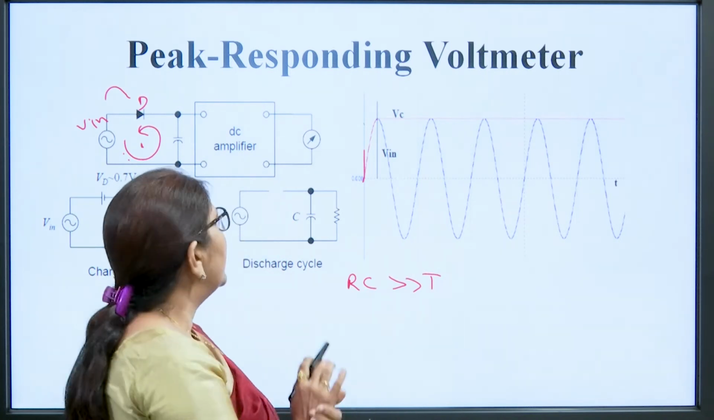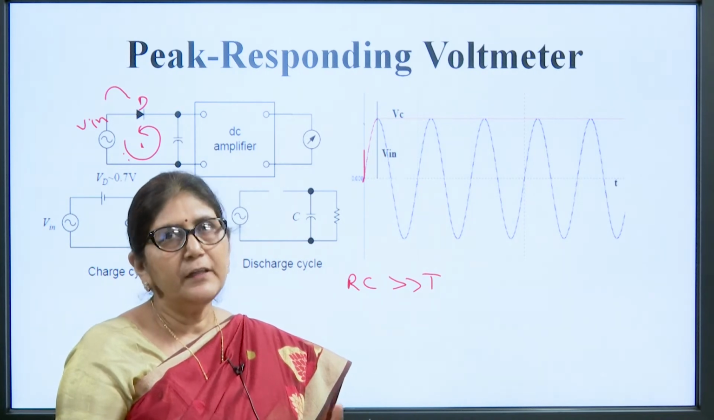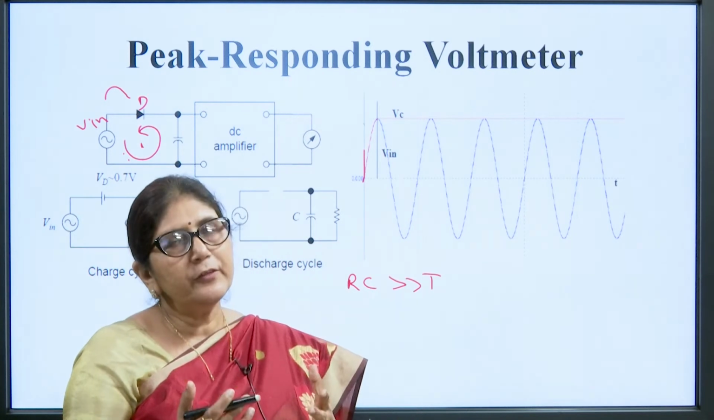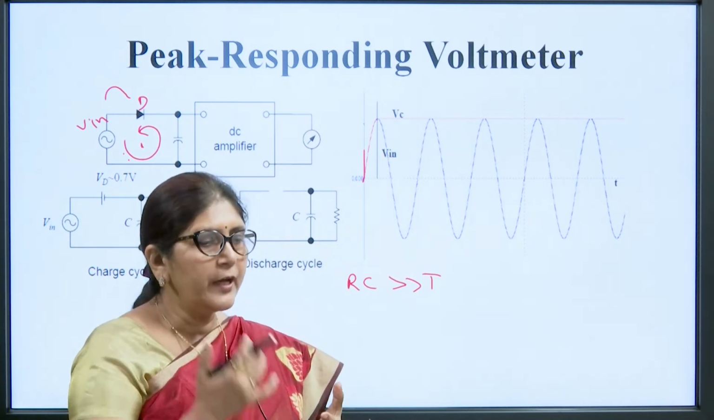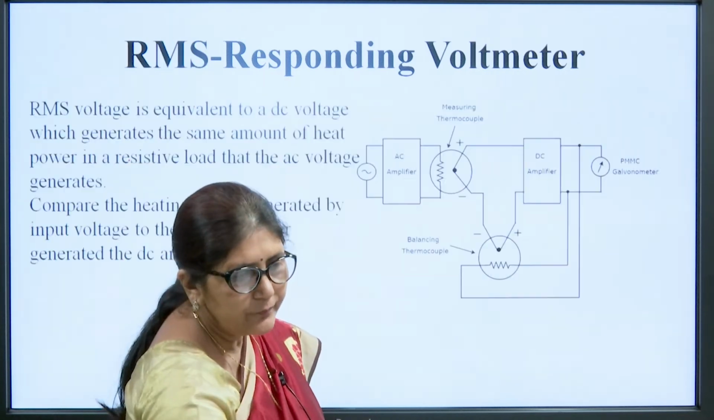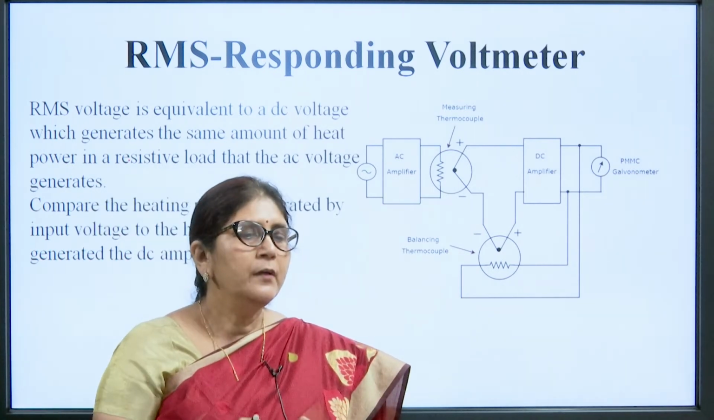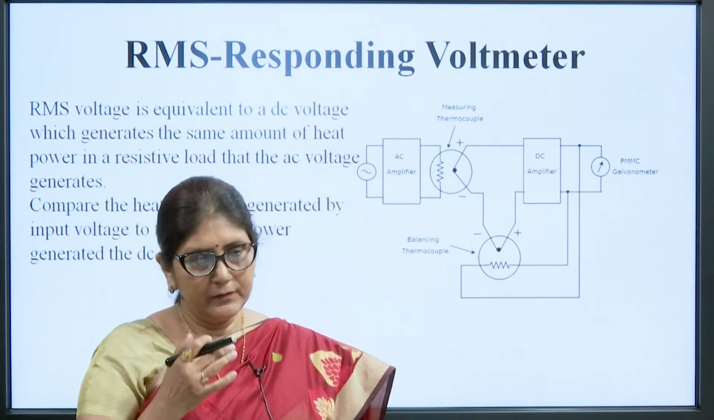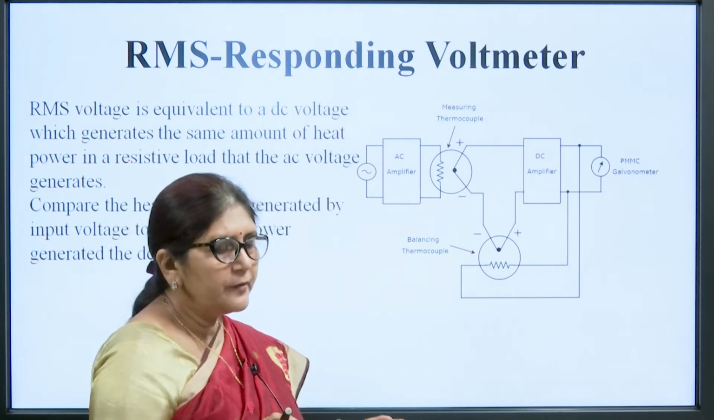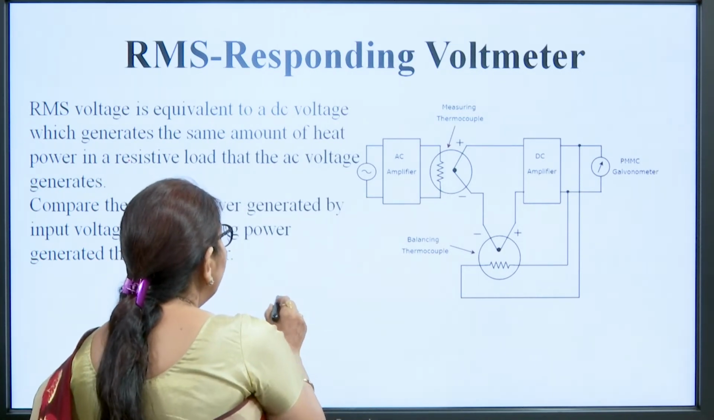Then we are using an AC amplifier. If the signal amplitude is very low, then we have to amplify that signal and feed it to the meter. If the signal amplitude is already very high, then we have to use an attenuator to decrease the amplitude of the signal. Then, the RMS responding voltmeter: if we want to measure the RMS value of an AC signal, we can use a heater circuit.